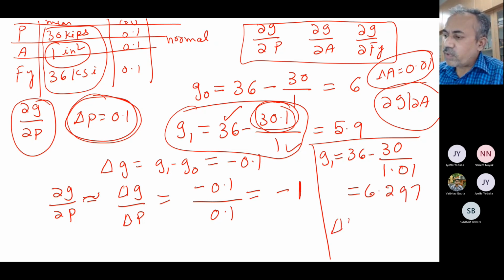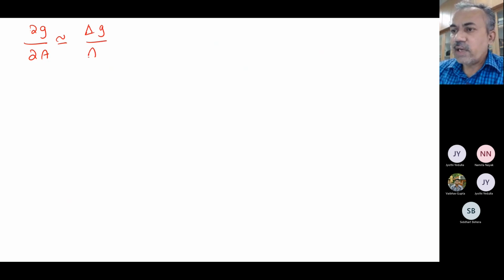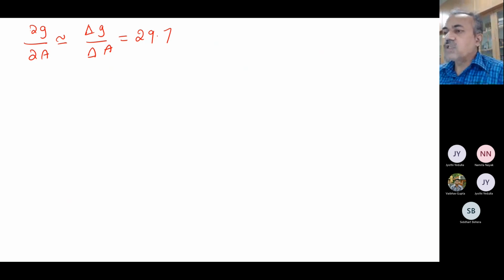So this turns out to be 6.297. Now you compute a delta G, say. So this turns out to be G1 minus G0. So this is 0.297. So this is delta G. Now our derivative is ∂G/∂A, which you are approximating as ΔG/ΔA itself. So this turns out to be 29.7. So this is the derivative with respect to area, evaluated at the mean value itself.